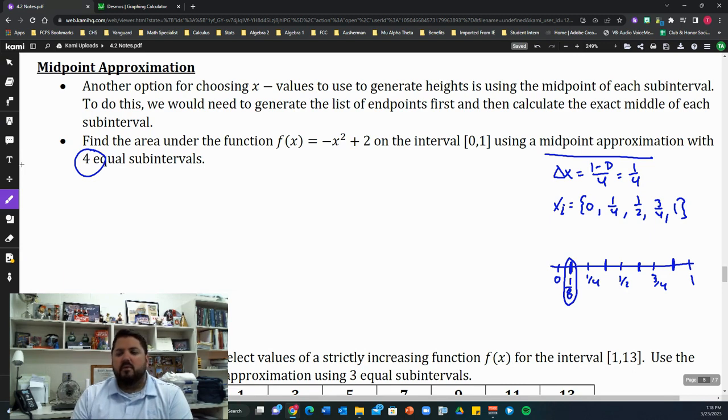Halfway between 1/4 and 1/2. 1/4 plus 1/2 is 3/4. Half of 3/4 is 3/8. So that is my next midpoint.